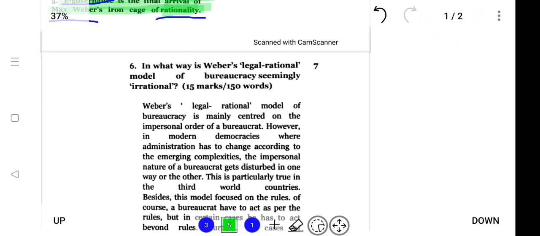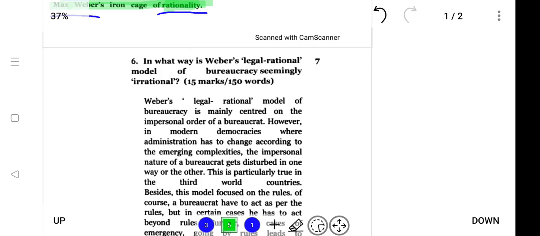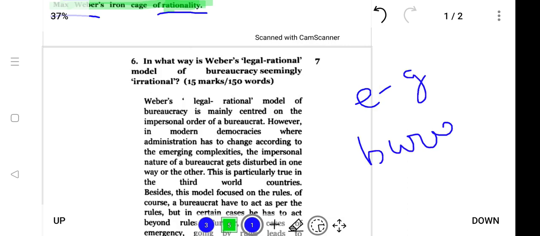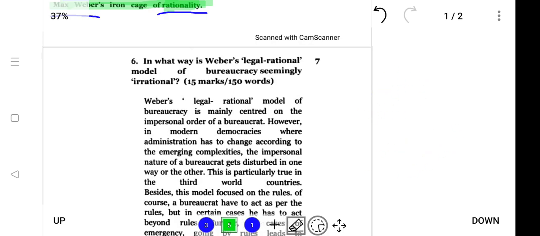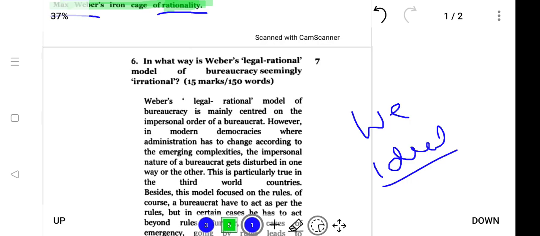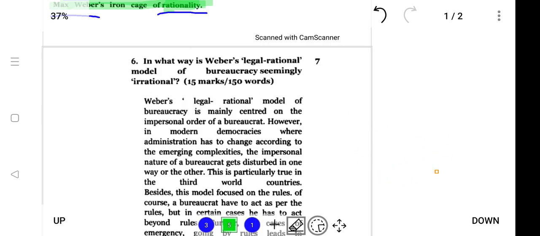So the next question is, in what way is Weber's legal rational model of bureaucracy seemingly irrational? The same theory as the first question, but here we focus on bureaucracy, that is, Weber's ideal bureaucracy does not work in today's world. So let's see the answer.